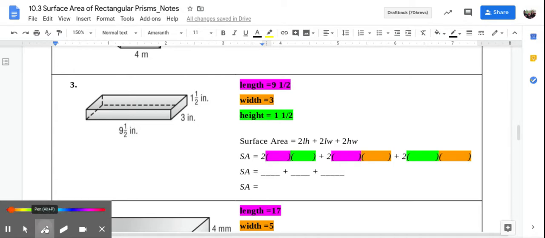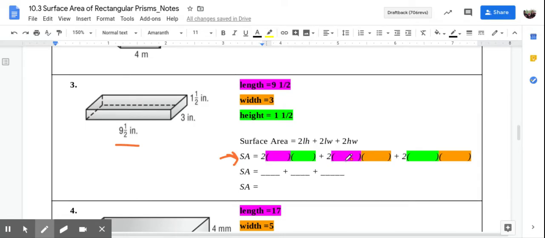Okay, number 3, we have one with some fractions. My length is 9 and 1/2, my width is 3, and my height is 1 and 1/2. So now tell me, make sure you write out this formula first. You should have a pencil and paper right now to write this out. Tell me, what is 2 times the length times the height?